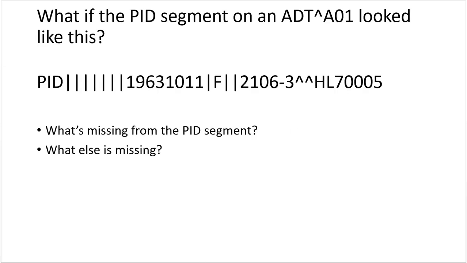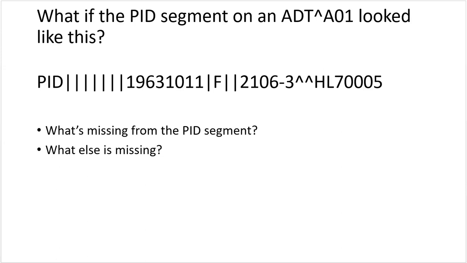What if the PID segment on an ADT01 looked like this? Do you see some things missing from this PID segment? Hopefully, some important things jump out at you like, well, the obvious one, where's the patient name? How can we have a PID segment with no patient name? Also, what else is missing? Where's the medical record number? This is a birth date, this is a sex, where's the medical record number? Those are going to be required elements.